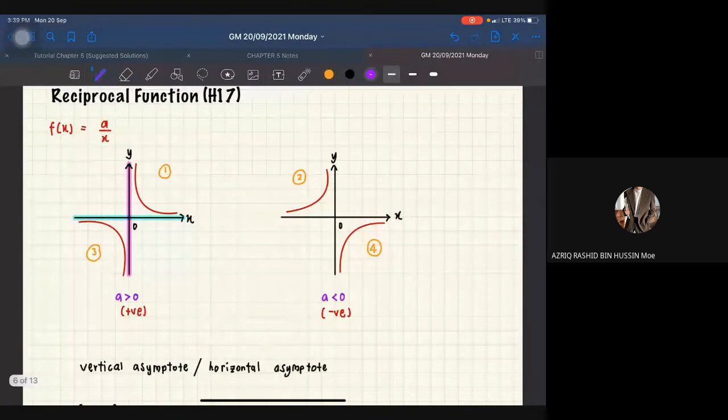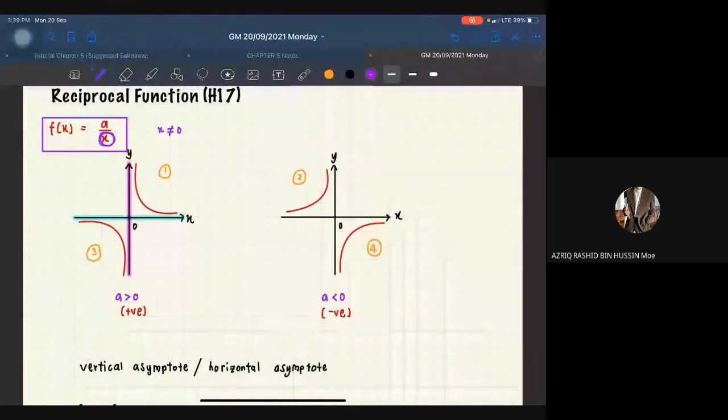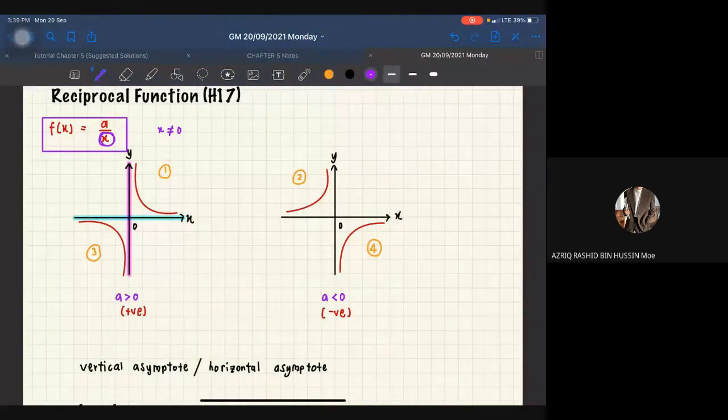So awak tengok dekat f(x) equals to a over x ni. Okay, so kalau ikutkan dekat sini, kita punya x, this one yang bawah ni, dia tak boleh equal to 0. X cannot be equal to 0. So itu adalah kiranya awak punya vertical asymptote. Okay, so that's why graph kita dia takkan pernah sentuh x equal to 0 tu, in which it is the y-axis itself. Sebab dia tak boleh equal to 0 dekat denominator tu.